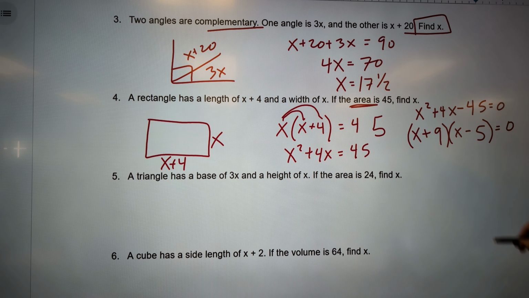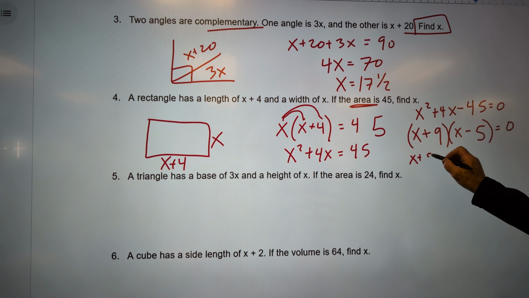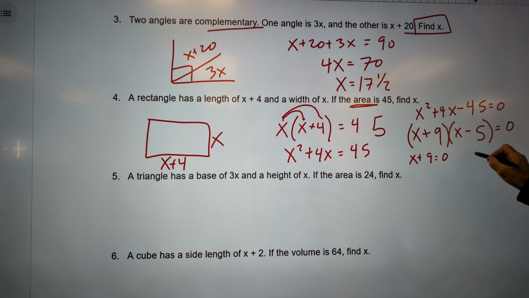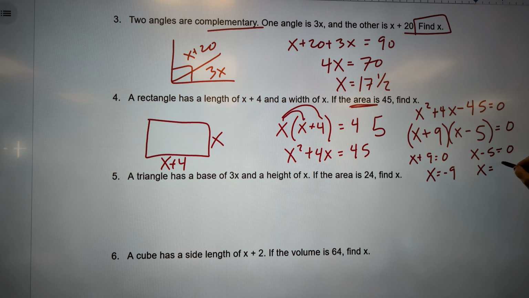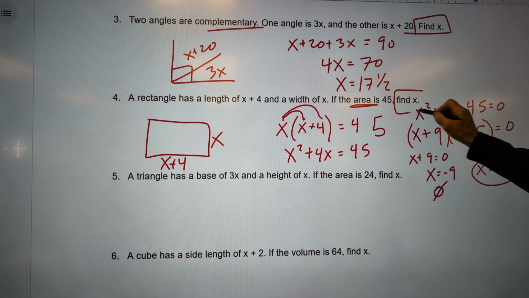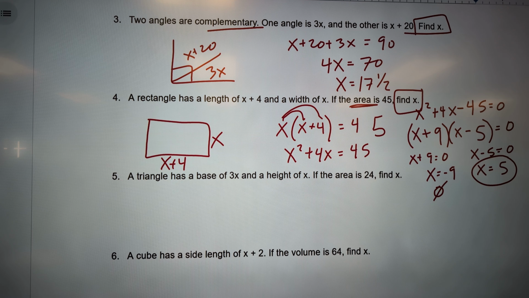Then with the zero-sum property, either x plus 9 is equal to 0, or x minus 5 is equal to 0. X equals negative 9, or x equals 5. Doesn't make sense to have the length in the negative, so this doesn't work. Answer is 5. Reread the question. All we need to do is find x. Solution is 5. We don't need to plug it back in.